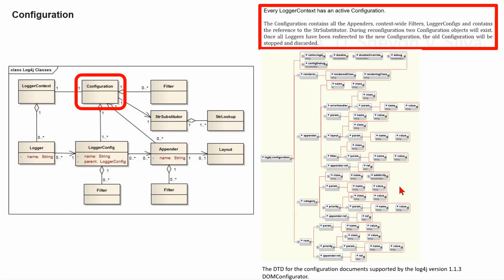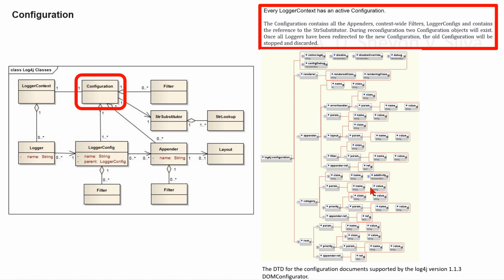Here you can see the DTD for the configuration document supported by the DOM configurator of Log4j version 1.1.3. The XML-based org.apache.log4j.xml.DOMConfigurator class offers more flexibility, with benefits and drawbacks of the XML-based configuration.